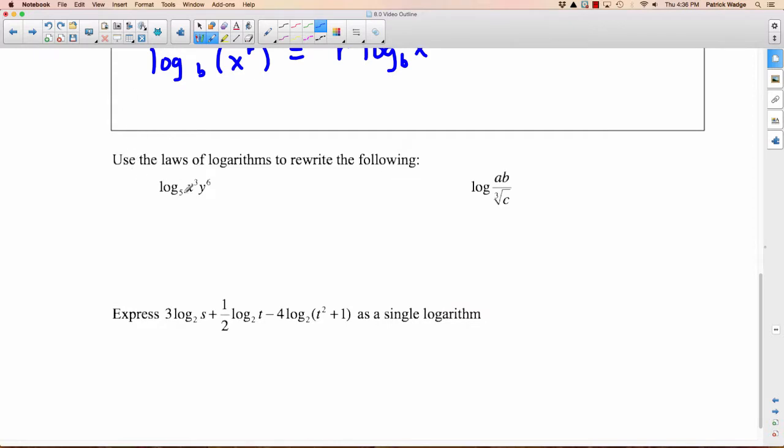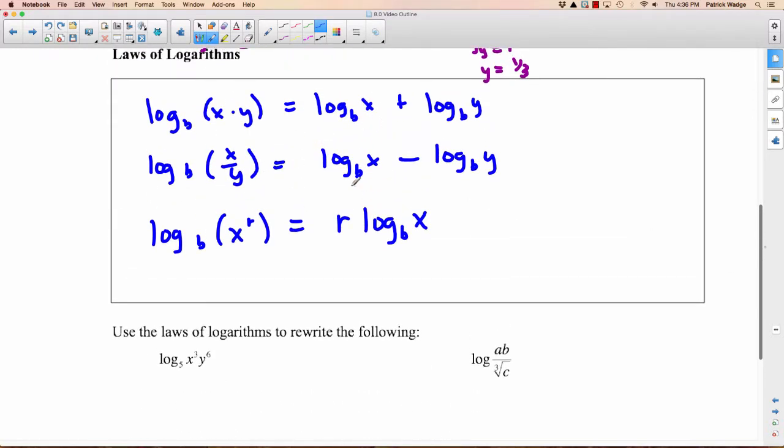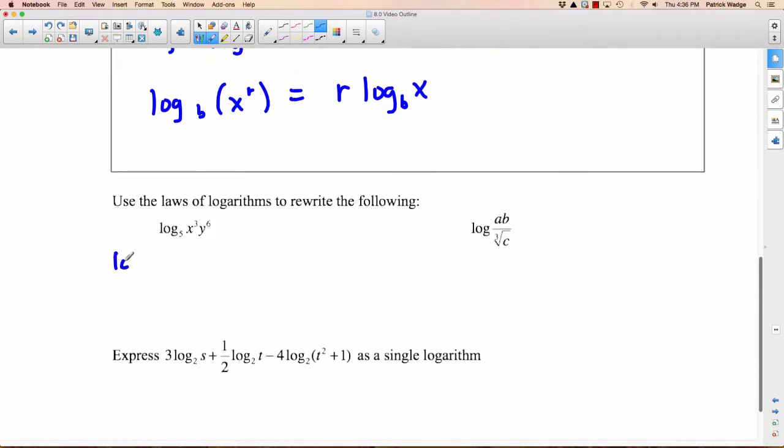I'm going to expand this one out. So you can see we have 2 things multiplied together here, the x cubed and the y to the 6. So we're going to use the first rule to expand it first of all. You can see we can turn it into an addition statement. So we would have the base 5 logarithm of x cubed plus, rather than multiplying here, we can add separate logarithms, the base 5 logarithm of y to the 6.